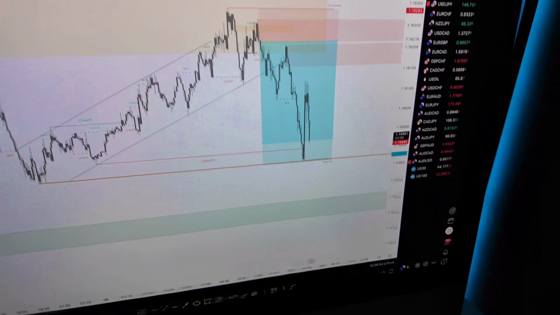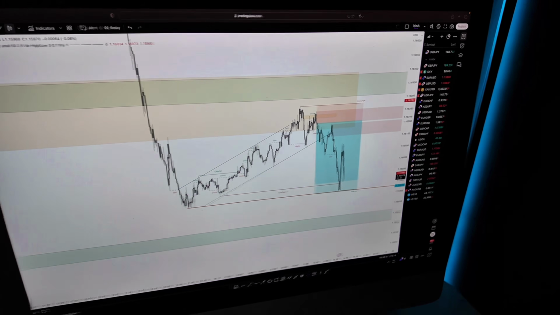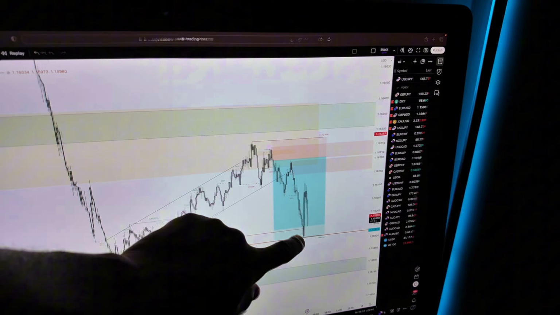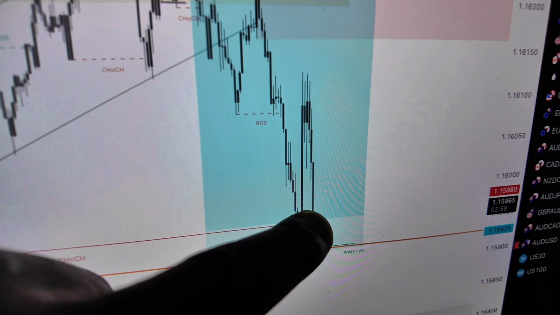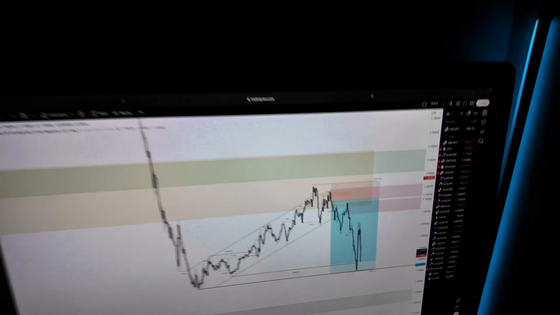Just we had a pullback right here, right? This is where we left, and then price is currently dropping. Anyway, it's all good. We are out. So yeah.